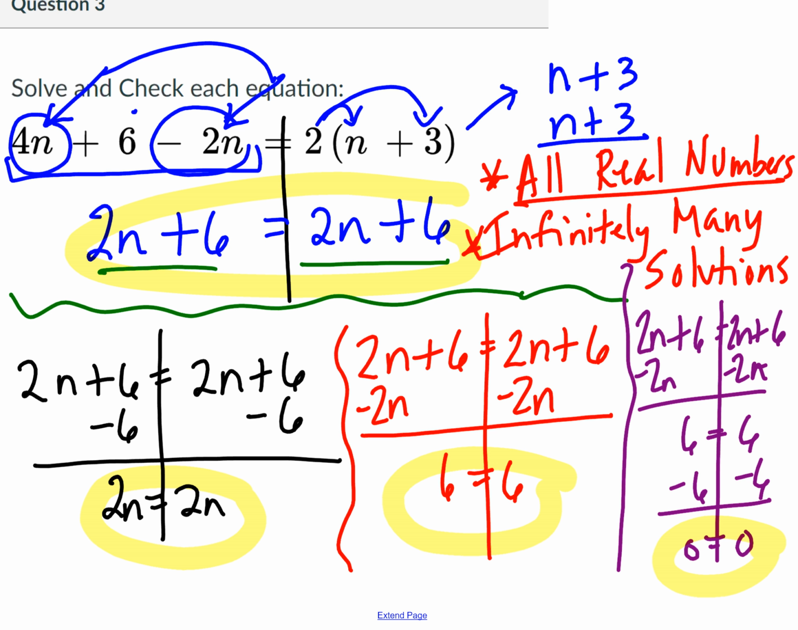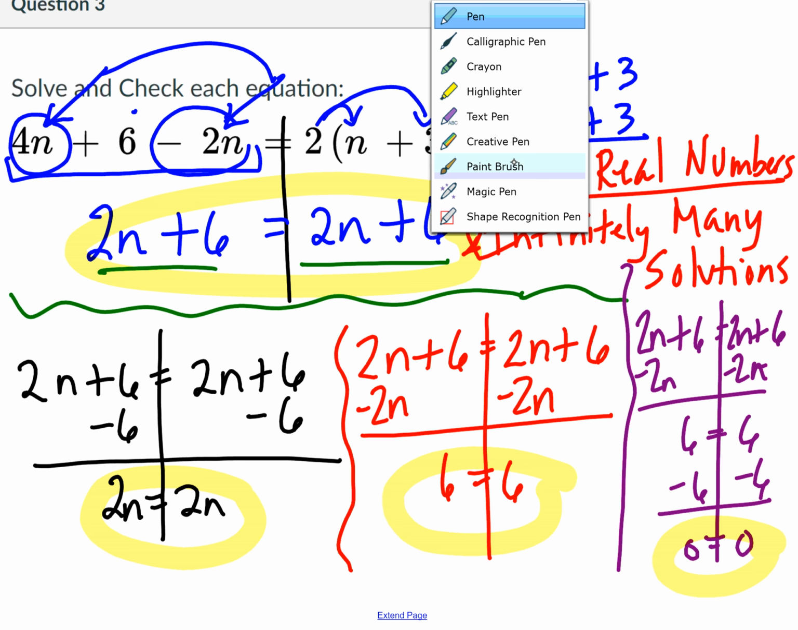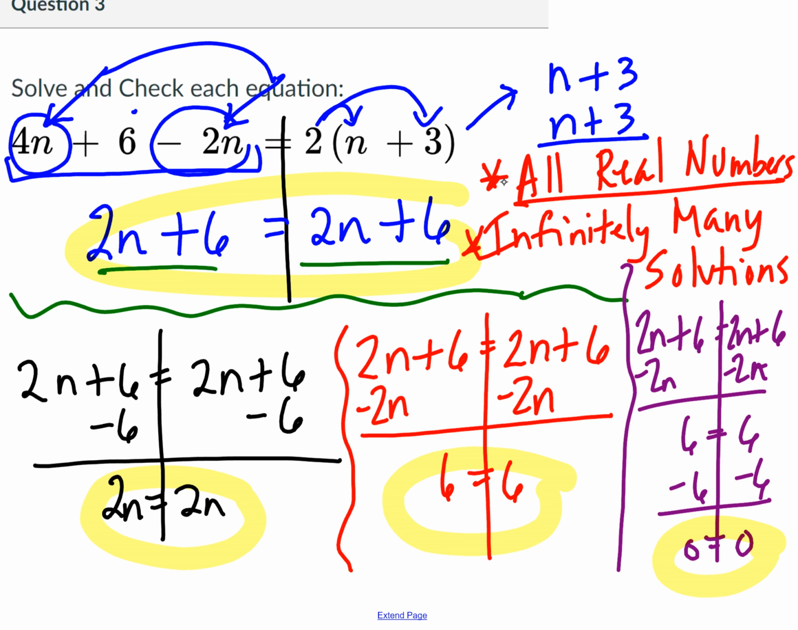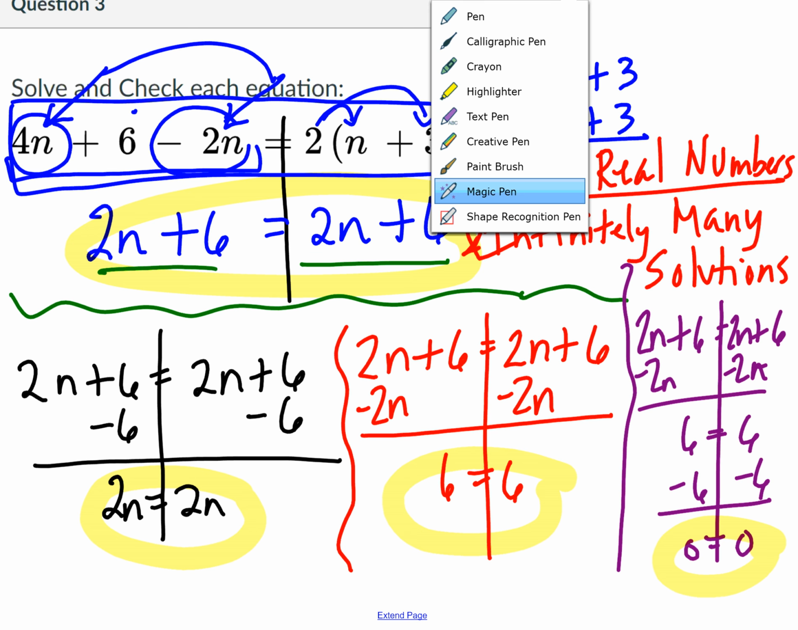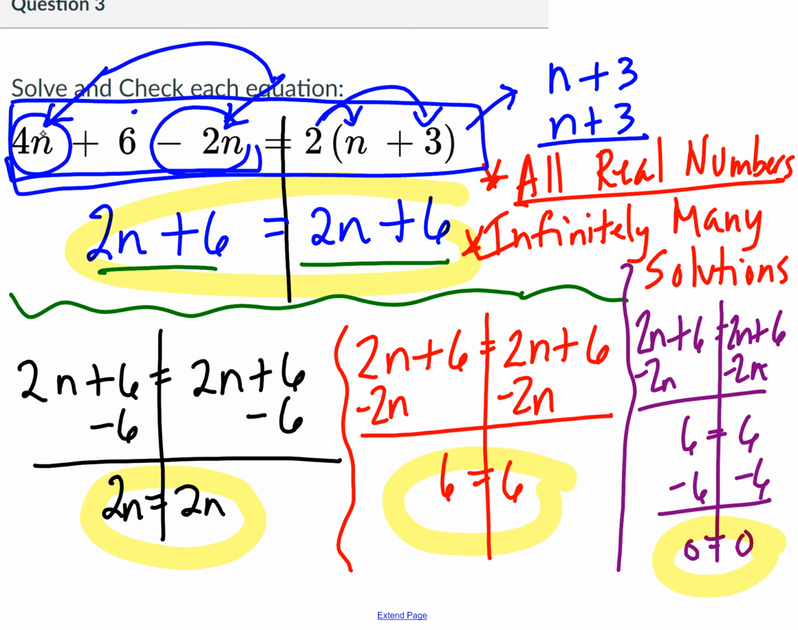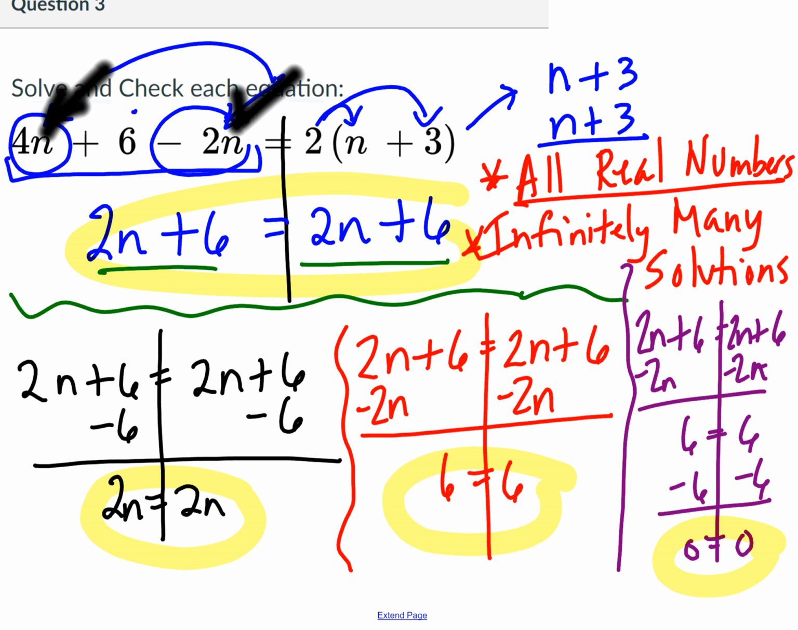That means it doesn't matter what number I put inside here. Let me get my little magic pen here. It doesn't matter what number that I put into that n spot. It's always going to be the same. So this n here, what number I put in here, here, and here. If you tell me put in a 1 there, I put a 1 in all those places, and guess what? Both sides will be equal. You tell me to put a 3 into every place, everything's going to be equal. You tell me to put a 4, everything's going to work out to be equal.